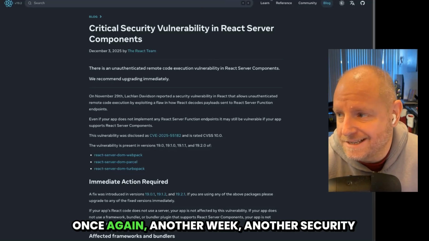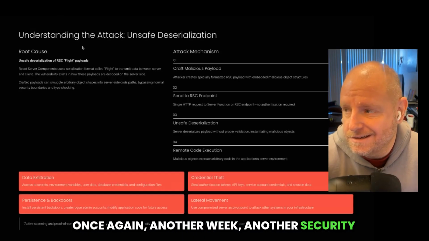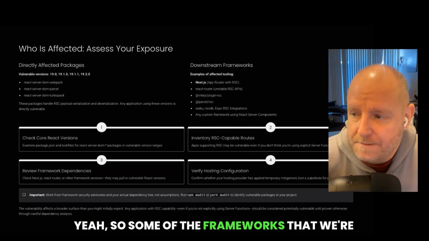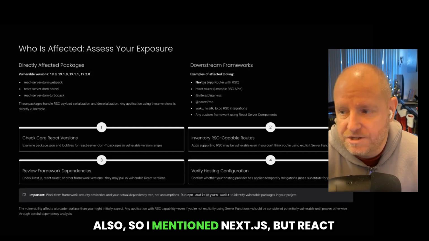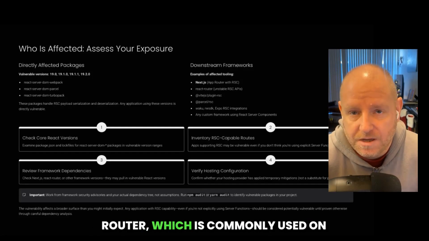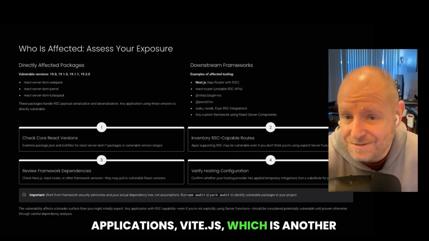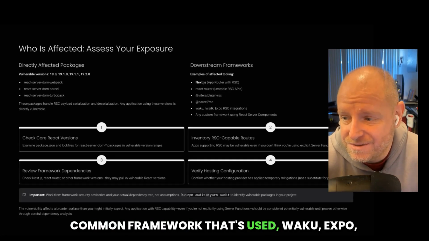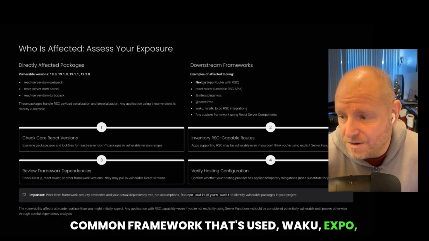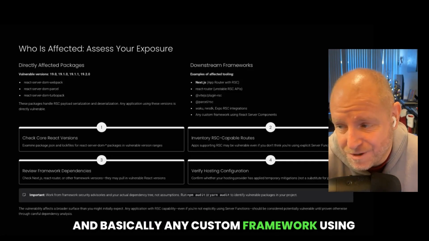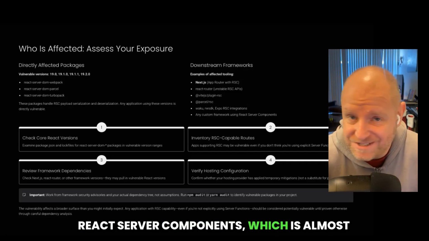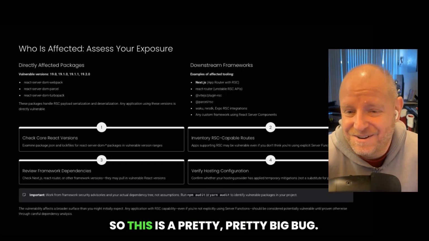So once again, another week, another security issue. I mentioned Next.js, but some of the other affected frameworks include React Router, which is commonly used in applications, Vite.js, which is another common framework, Waku, Expo, and basically any custom framework using React server components, which is almost all of them. So this is a pretty big bug.